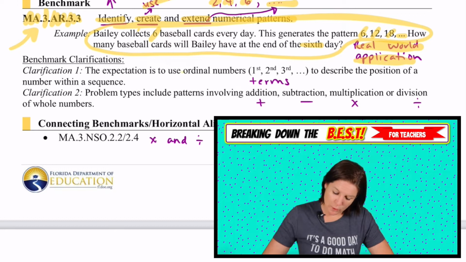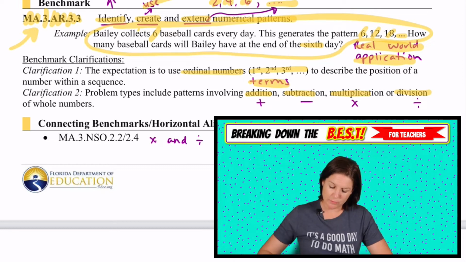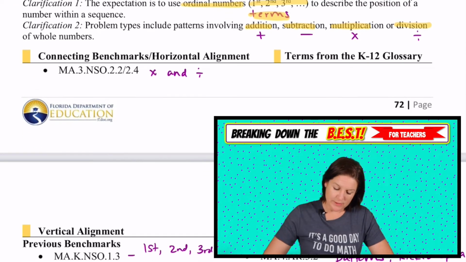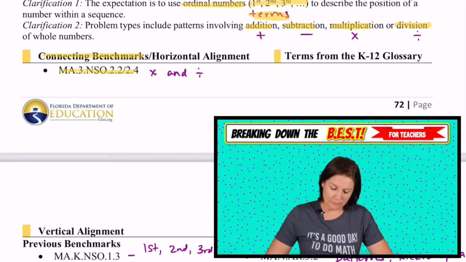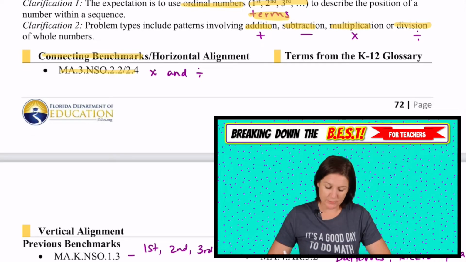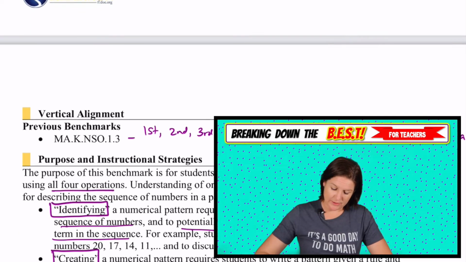We need to be using ordinal numbers like these right here, 1st, 2nd, and 3rd, and we'll describe those as terms. They could involve any of the 4 operations: addition, subtraction, multiplication, and division. Some connecting benchmarks that we need to keep in mind are the multiplication and division number sense and operations benchmarks that will help with this.